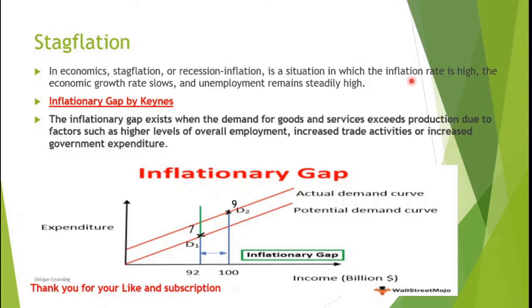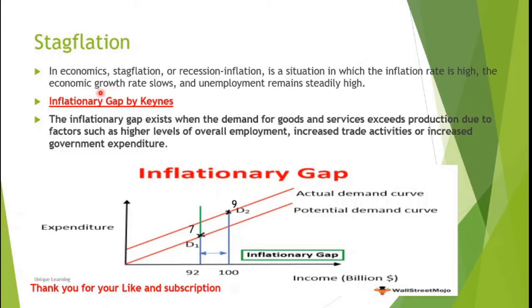It's a situation where the inflation rate is high, the economic growth rate is slow, and unemployment remains steadily high. So three distinct characteristics of this stagflation. So it's a situation where the inflation rate is high. Now you understand what inflation is: a sustained increase in the price of goods and services. So it is continuously rising.